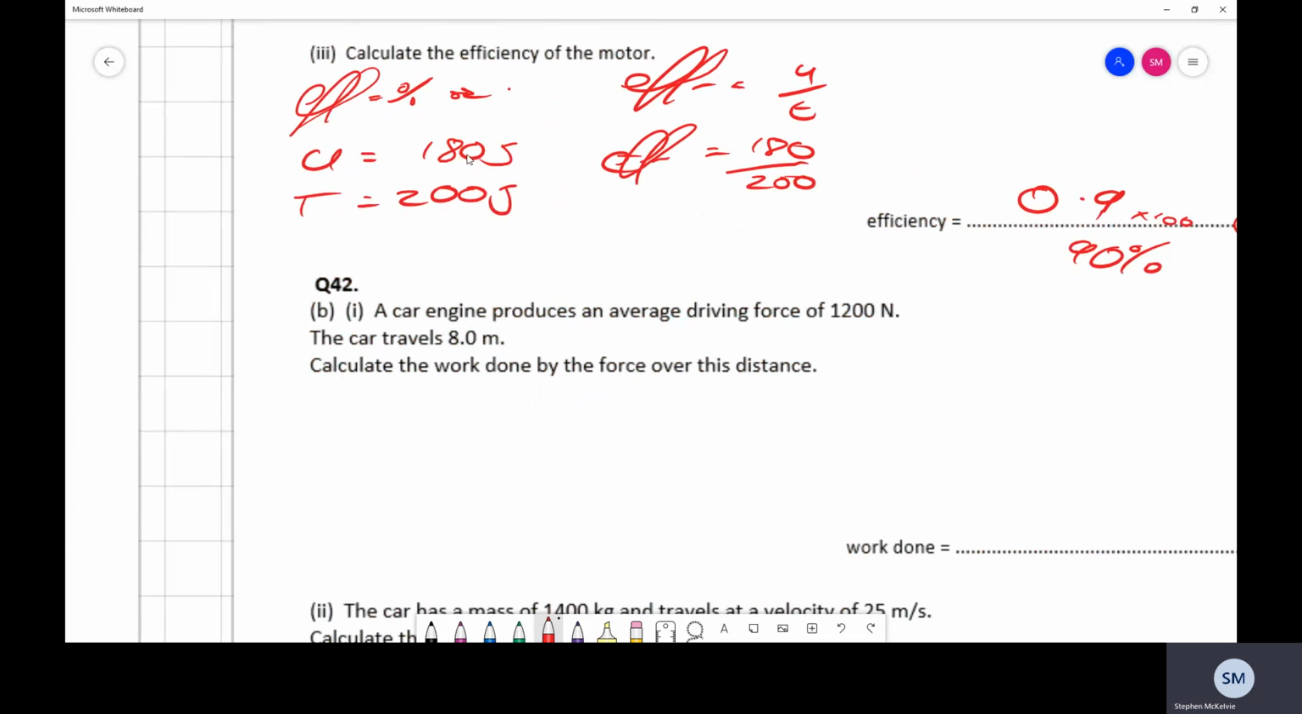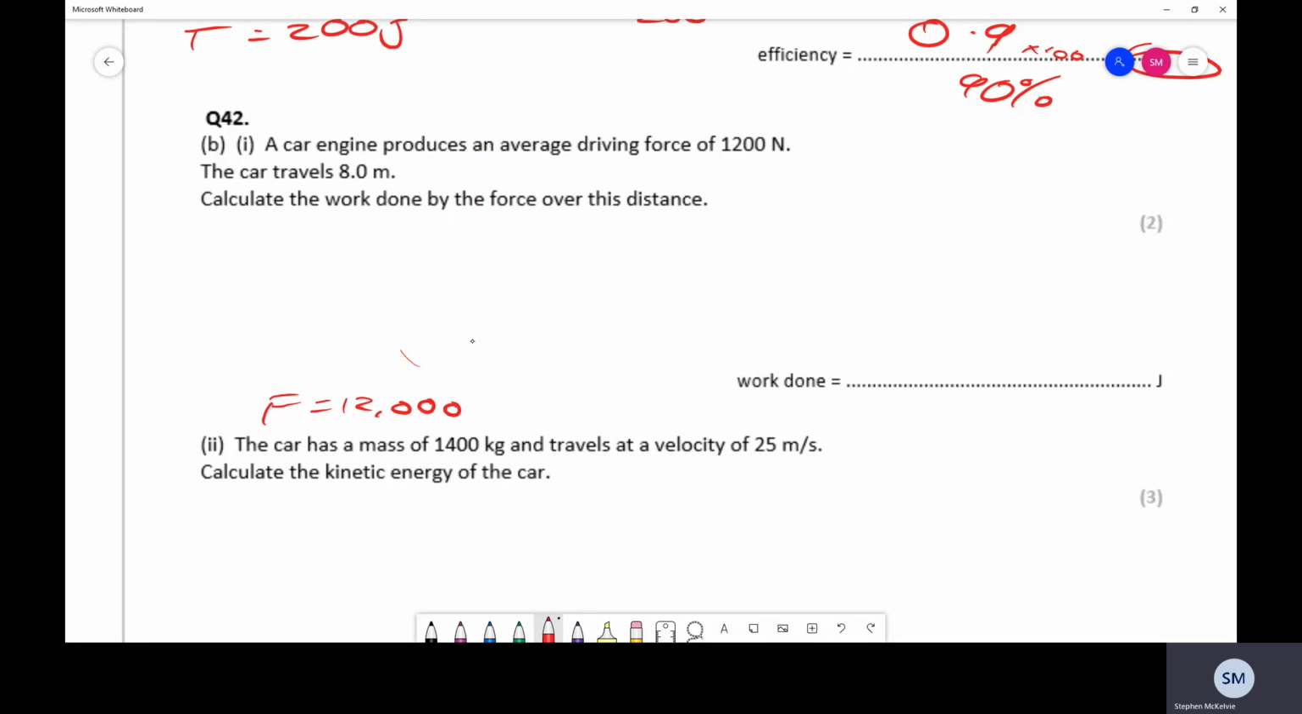A car engine produces an average driving force of 12,000 newtons. F is equal to 12,000 newtons. Okay, so this question isn't going well. F is equal to 1,200 newtons. The car travels a distance of 8 meters.